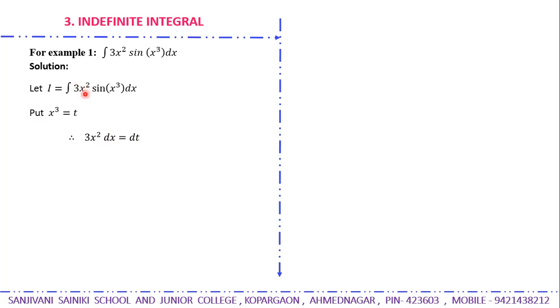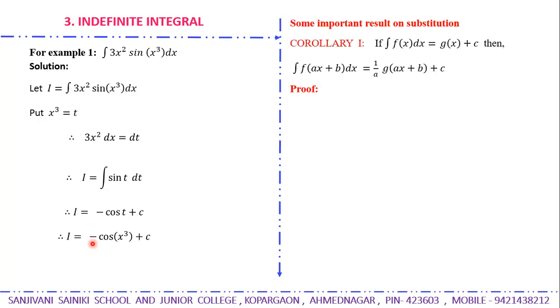Now here 3x square is there, and dx is also there, so if we combine these two terms, I will replace them by dt only, and here sine of t, so my integral reduces to only integral of sine t dt due to substitution. So what is the integral of sine t? It is minus cos t plus c. Now we will resubstitute. What is t? The t is x cube. So I is equal to minus cos x cube plus c.